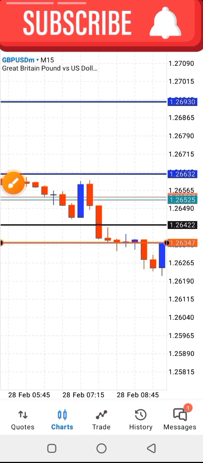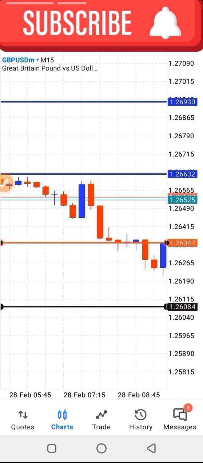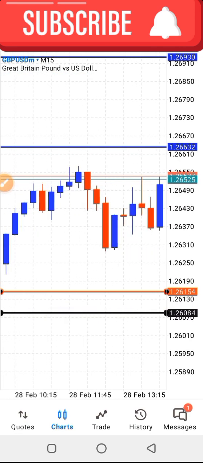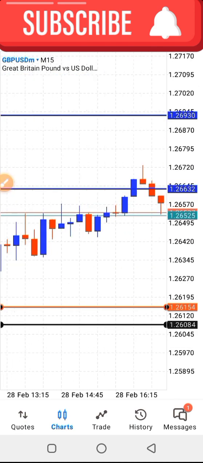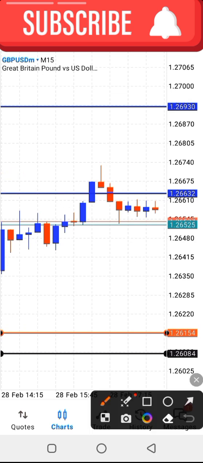Once the candle pierces it, we place a pending order below it. That one did not pierce it, so we have to wait and see which one is actually going to pierce it. All right, so this particular candle pierced it, as you can see right here. This particular candle pierced that level.